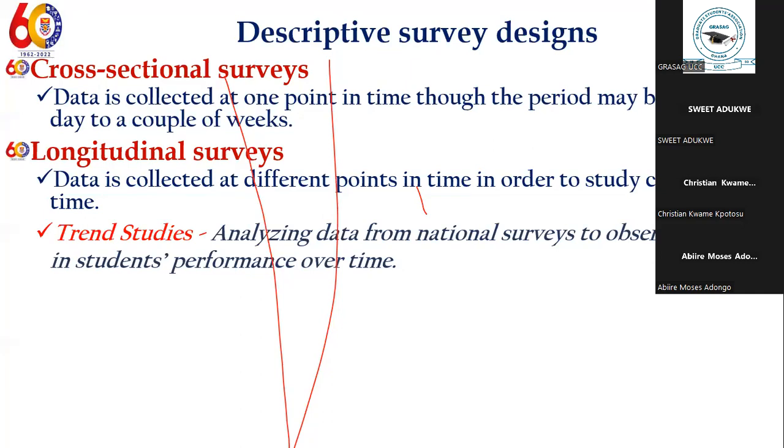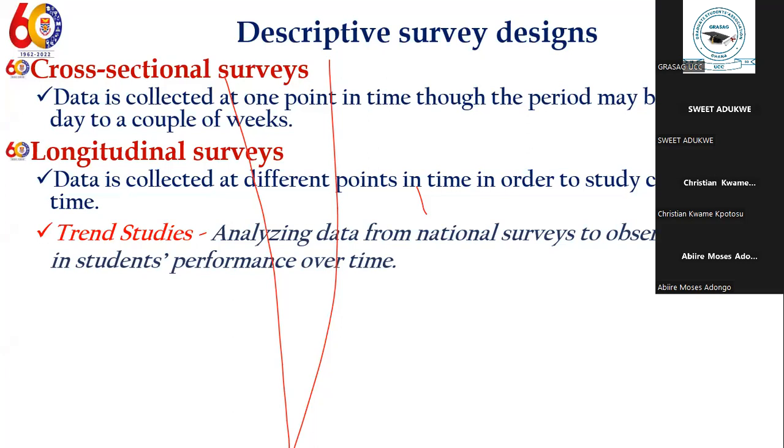So as I gave the first example, you came to level 100, your data is being collected for academic performance at level 100, level 200, level 300, level 400. When you do something like this, it's called a trend study, because for one individual, as a student, you are collecting data from one individual over time.